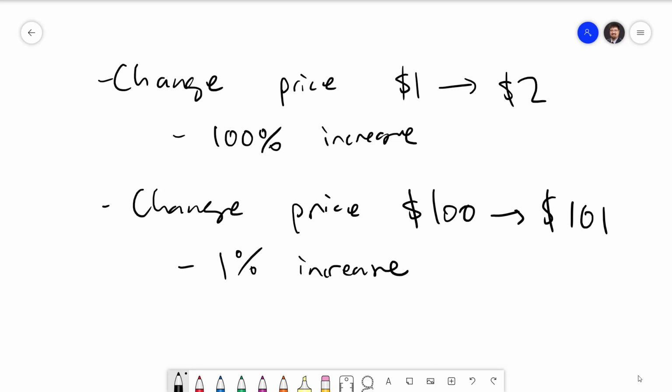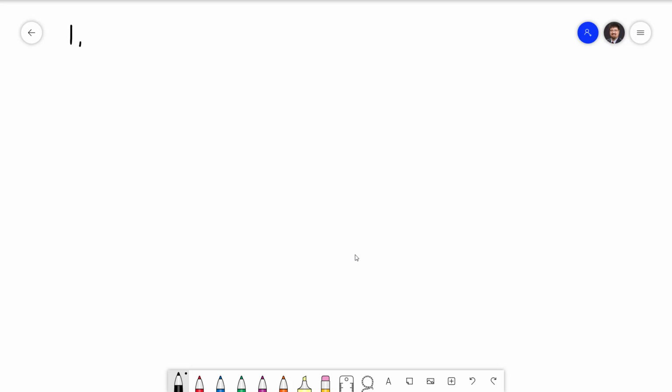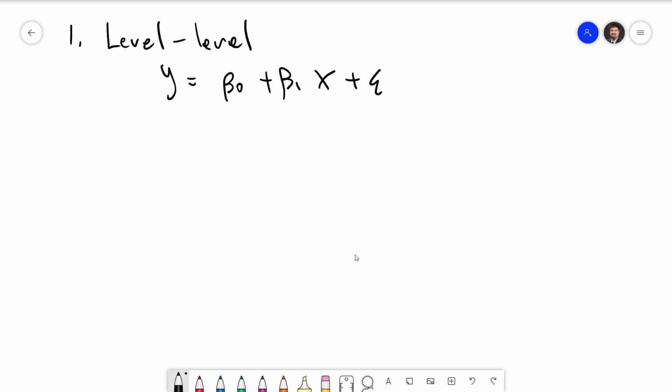There are four different combinations of how we might incorporate natural logs into our models. The first is the level model. This is in many ways our baseline, where we have y equals beta naught plus beta 1 x plus epsilon. The level model does not have any logs in it. This is just our normal linear regression. In this model, if x increases by 1 unit, then y changes by beta 1 units.